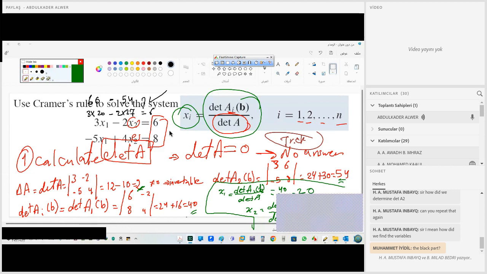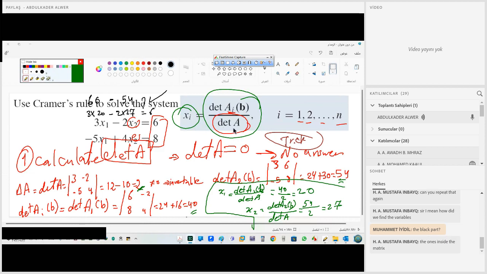This is Cramer. Hiba, this is Cramer. Cramer said that xi is the determinant of Ai over det A. This is the Cramer rule. Is it clear?